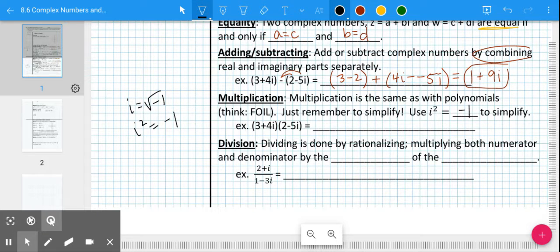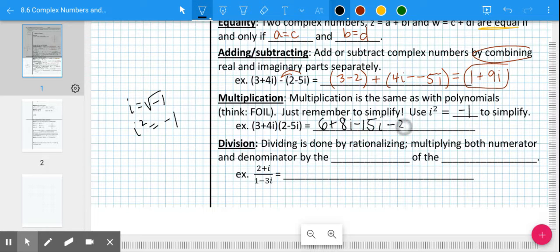And after you FOIL that out, hopefully what you got was a 6, an 8i, and a minus 15i. And then you got a minus 20i squared. I'm just going to focus on this part to the left. A minus 20i squared becomes a minus 20 times a -1, so it turns into a positive 20. So we end up here with 26 in total, and then we get a -7i for the imaginary component there. And hopefully that's what you got as well.